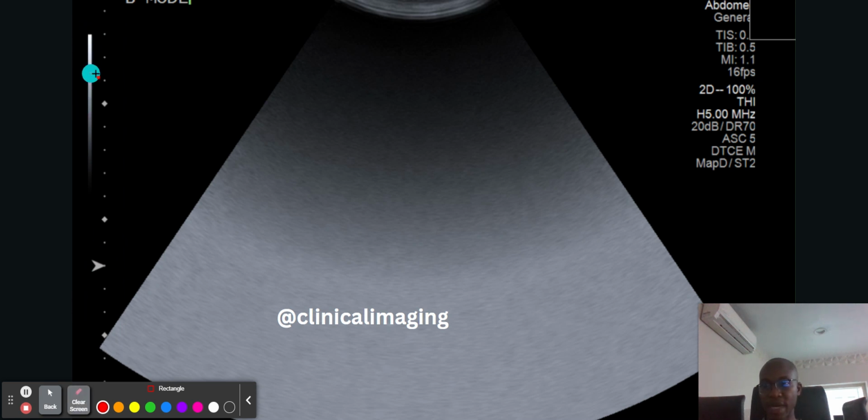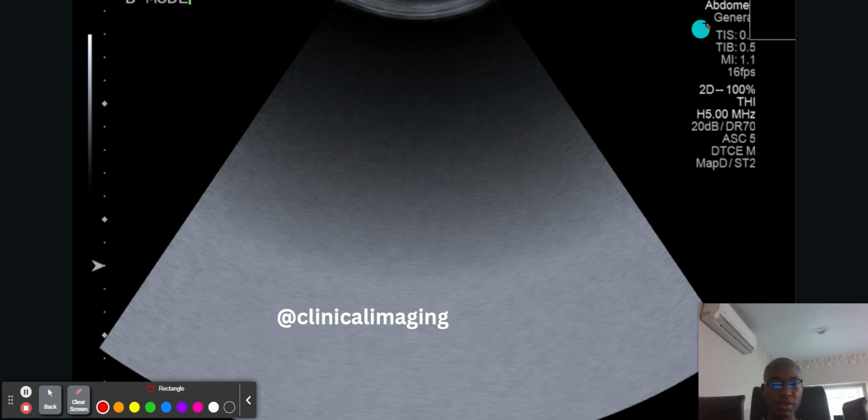This one right here is the grayscale. If we have the color Doppler activated, you will also see a color Doppler bar at this side. This is for my machine. For other machines, it is usually either at the right or the left, but most commonly it's at the left.